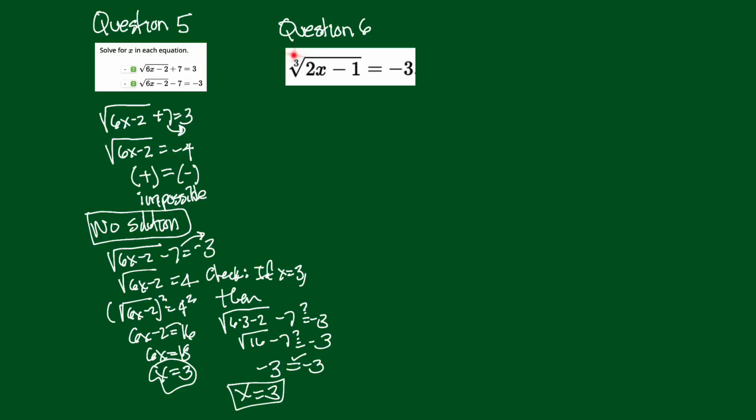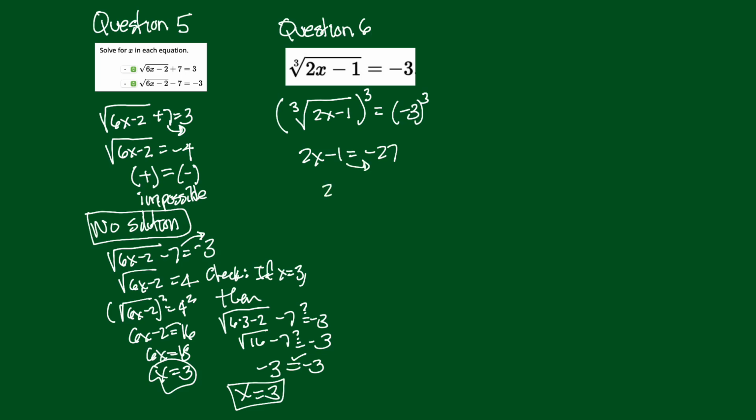Well, here in question 6, we have a cube root. So instead of squaring both sides, let's cube both sides. How about if we write this? Quantity, cube root of 2x minus 1, cubed, equals negative 3 cubed. Now, on the left side, you cube a cube root, and you just get that base, 2x minus 1 equals. Now, negative 3 cubed: negative 3 times negative 3 is positive 9, times negative 3 again, negative 27.